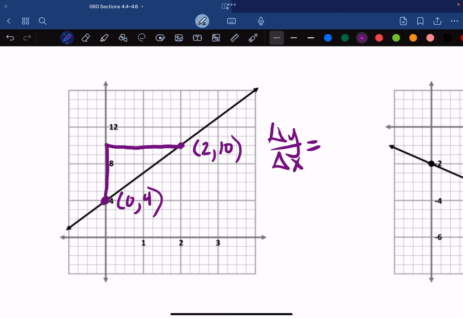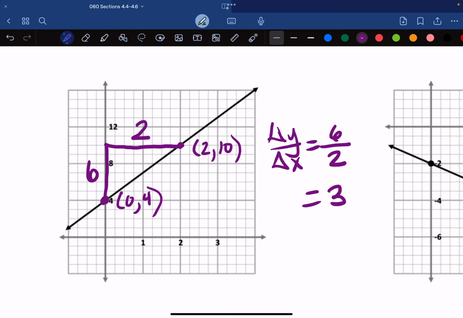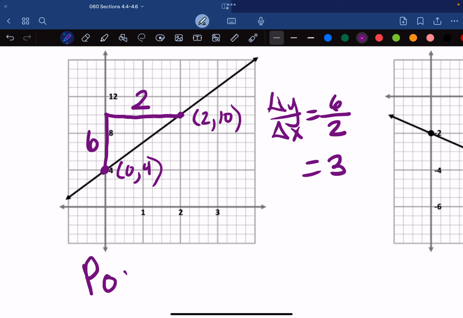For this first one, we're going up from 4 to 10. That's these numbers here. So it's going up 6. And then our change in x, it's going from 0 over to 2. So our change is 6 over 2, which is 3. And you'll notice that that is a positive change, which gives us a positive slope.